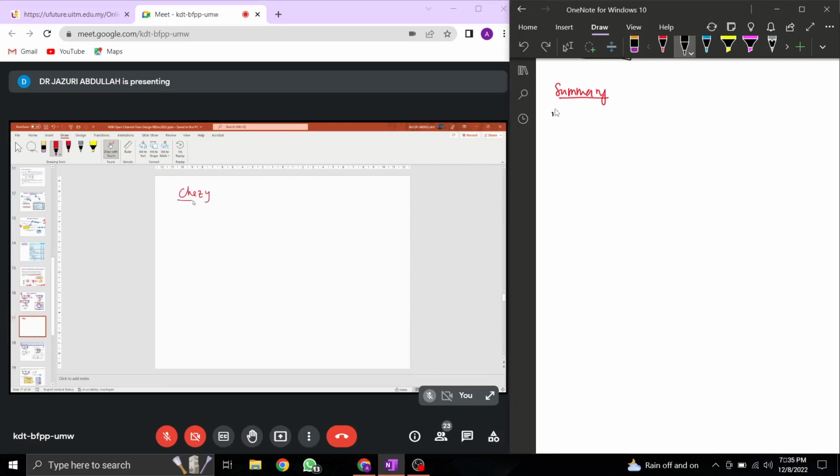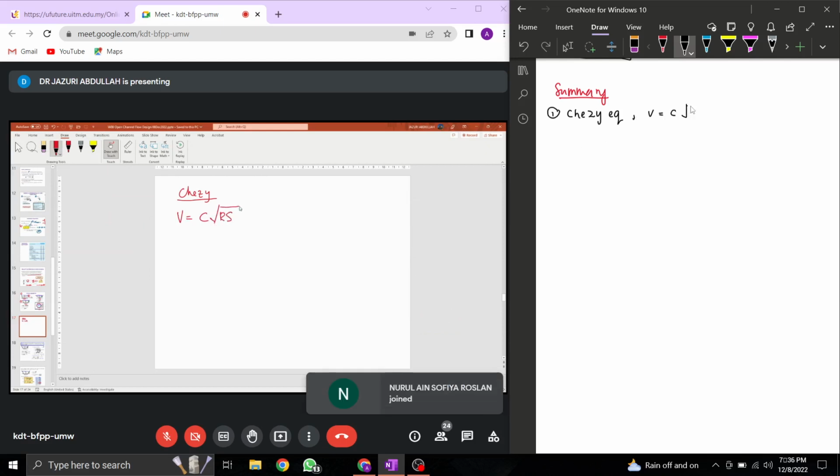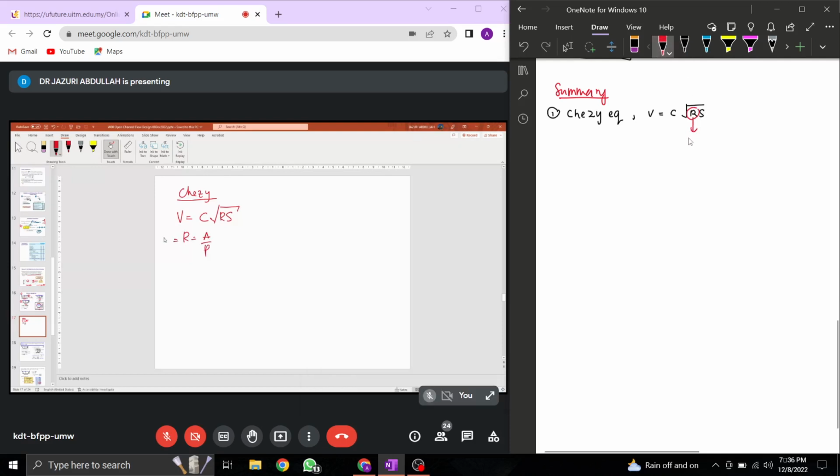Okay, so Chezy equation. So jadi kita ada how to calculate velocity, V equal to C square root of R kali dengan S. Okay, and then the R adalah A over P. And then ini juga dikenali sebagai M. So it depends which book you all refer. Ada yang pakai M, ada yang pakai R.